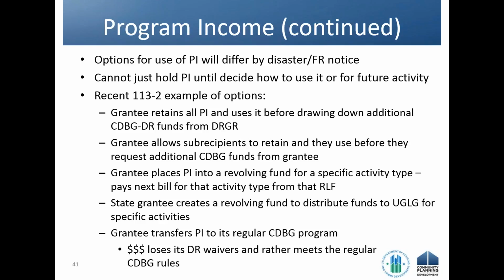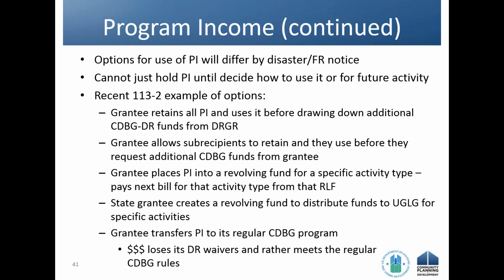You could also set up, if you're a state, a revolving fund where instead of funding a specific activity type, you're going to use that fund to make awards to units of local government. So you'll set up a program where you make loans or make awards from the state out of the RLF to units of local government.